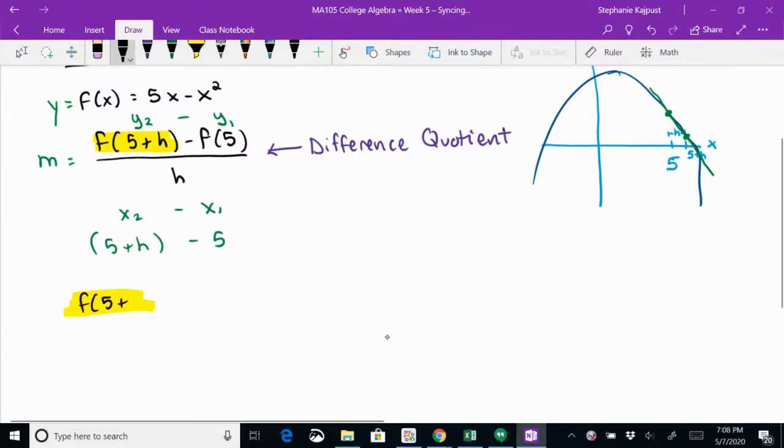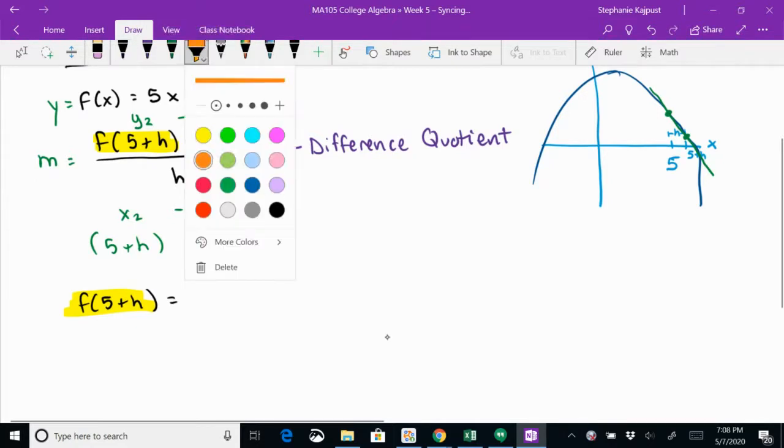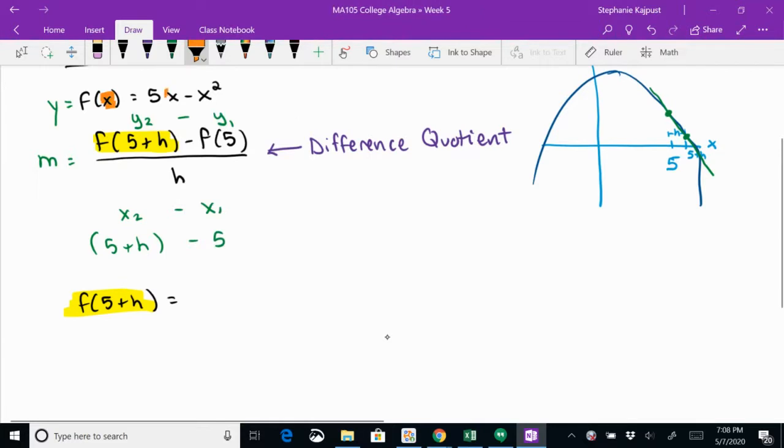So f of 5 plus h. Our original function has x, and I'm highlighting x. Everywhere that I have x, I'm now replacing that with 5 plus h, because that's inside the parentheses. So instead of 5x, I now have 5 times 5 plus h. That was what was in parentheses. And then, minus, and instead of x, it's 5 plus h.